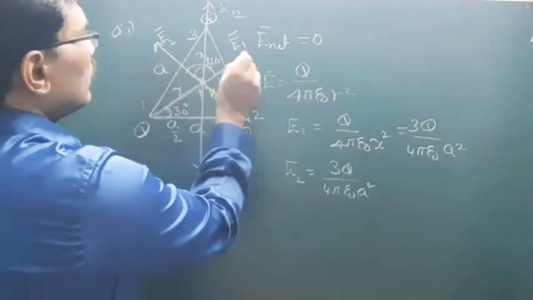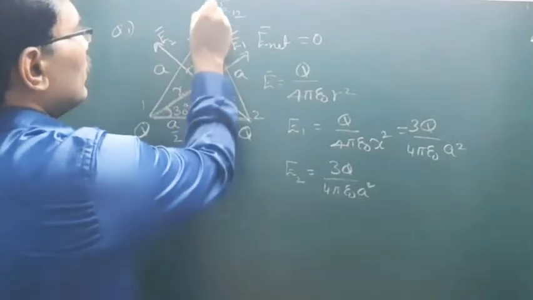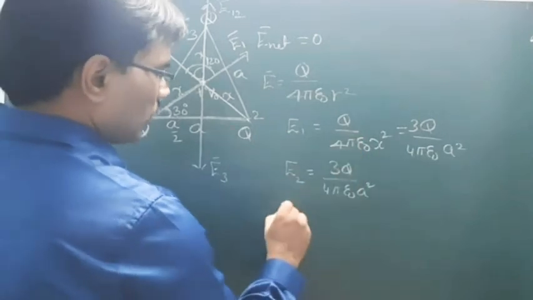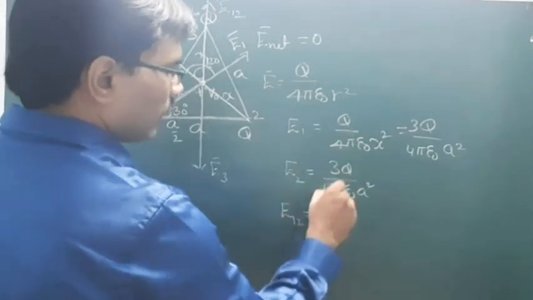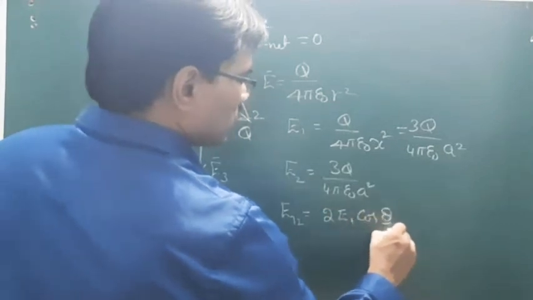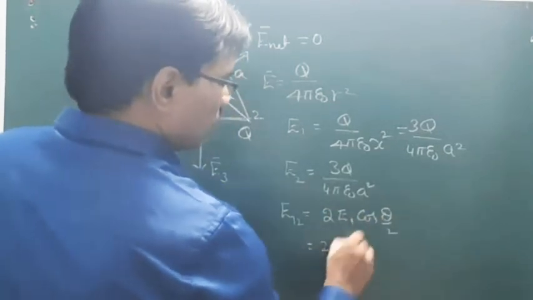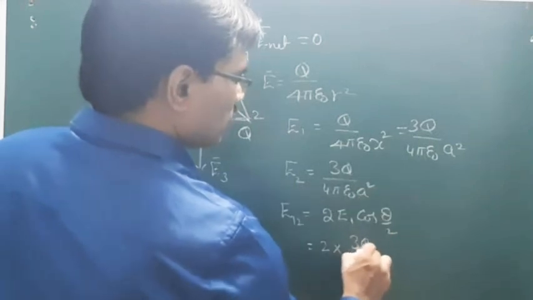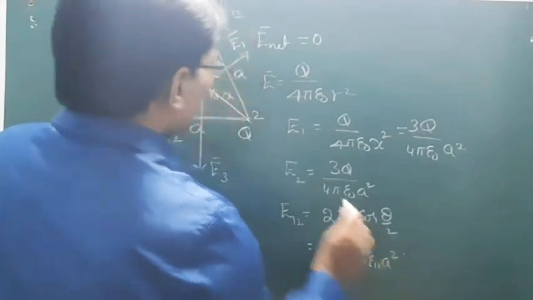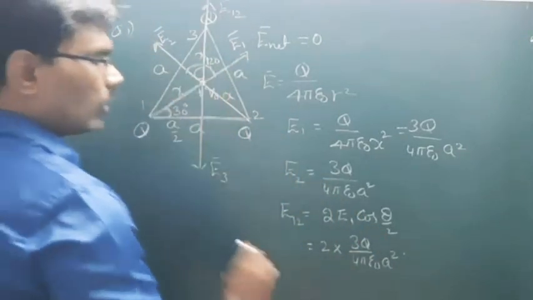So E1 and E2, the resultant will be in this direction. Why? These two have the same magnitude, so the resultant of two equal vectors is 2 E1 cos(theta/2). Here 2 into E1, where E1 is 3q divided by 4 pi epsilon naught a square. And what is the angle between them? 120.